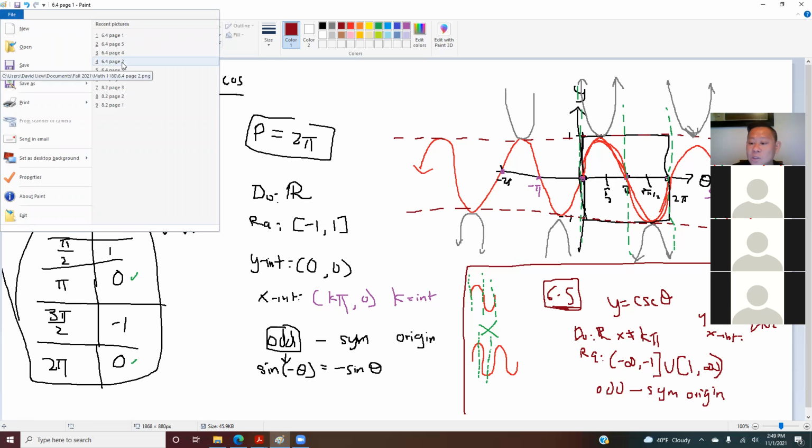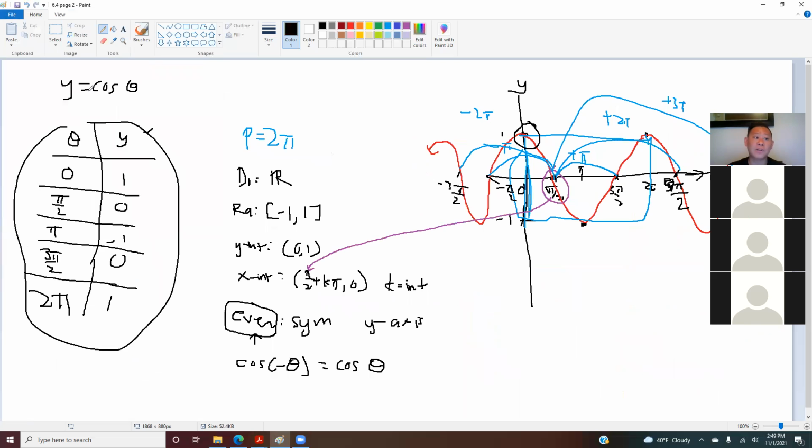Same thing happens to the secant graph. We know the secant graph is based on cosine. So if I want you to draw, oh my God, this one's a lot of blue lines. Let me erase all these blue lines here so you can see it. I don't want your lines here.